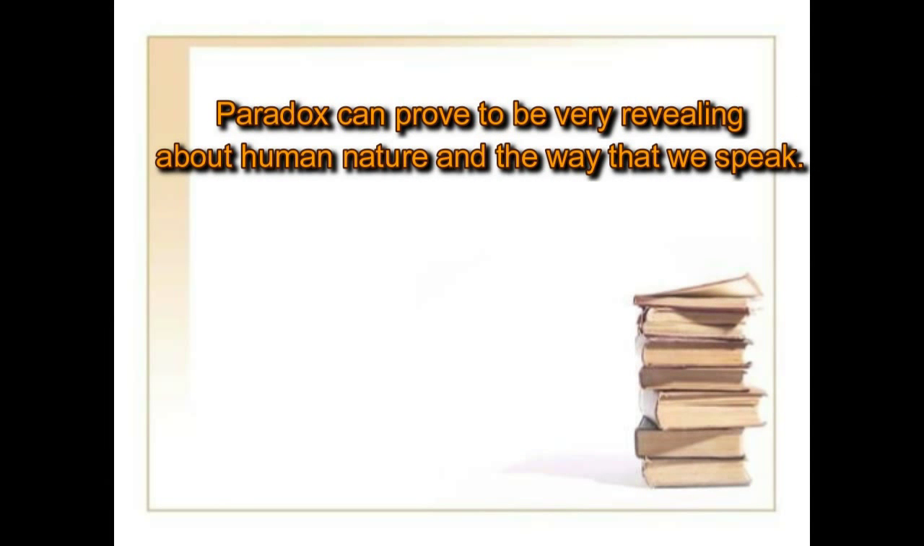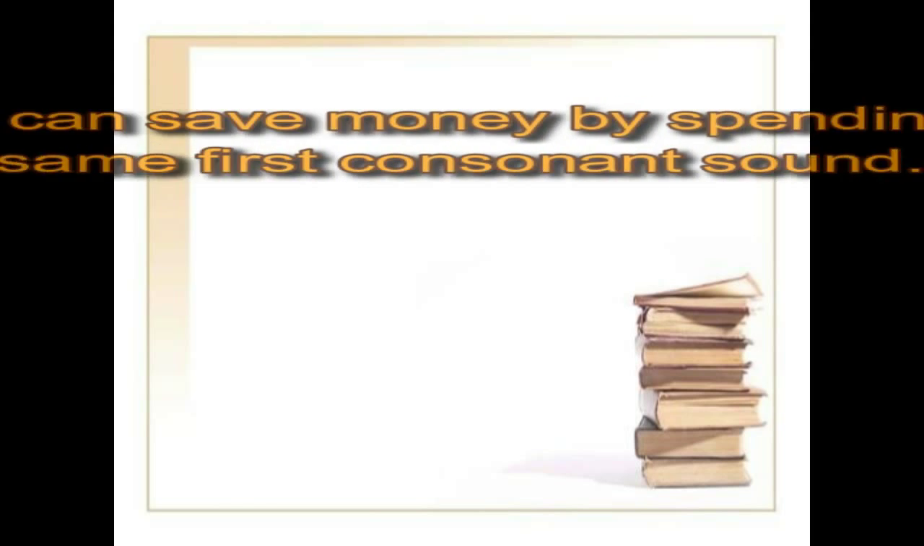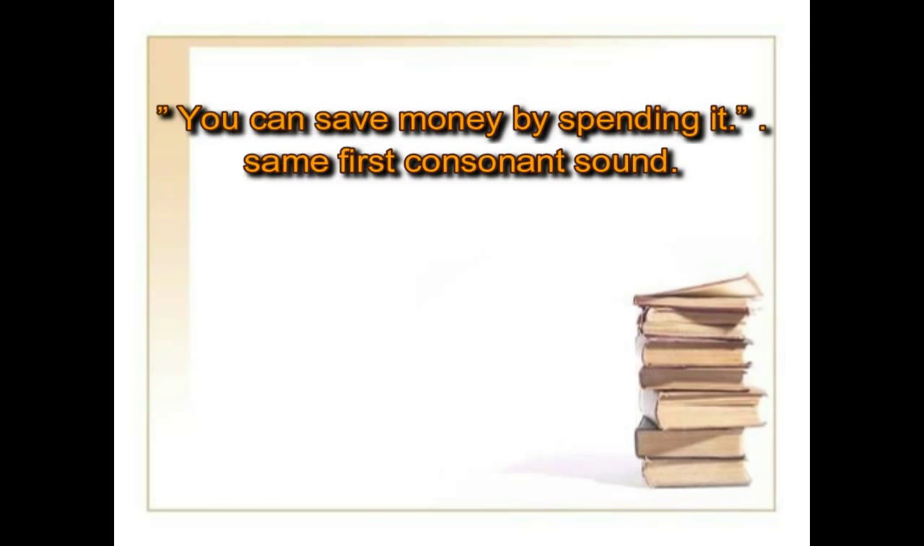Paradox. Paradox can prove to be very revealing about human nature and the way that we speak. If someone says to you, "I'm a compulsive liar," do you believe them or not? That statement itself is a paradox because it is self-contradictory, which is precisely what a paradox is. At the most basic level, a paradox is a statement that is self-contradictory because it often contains two statements that are both true, but in general cannot both be true at the same time. For example, you can save money by spending it.